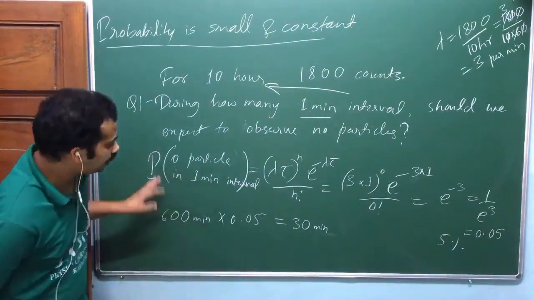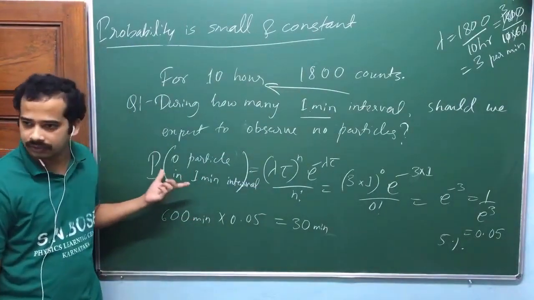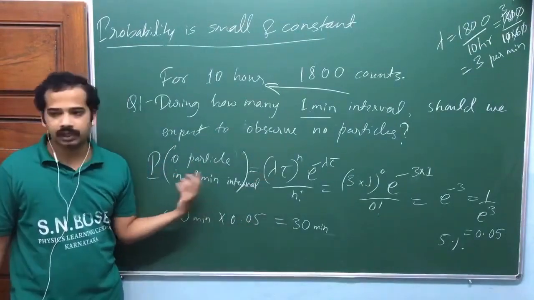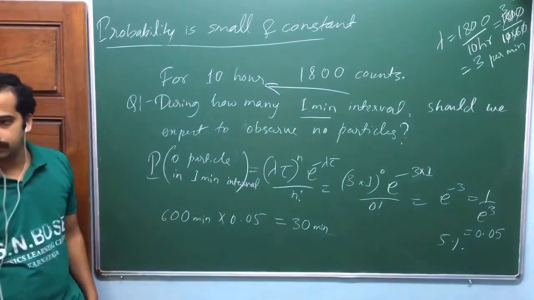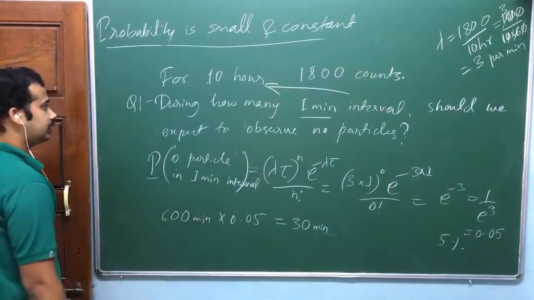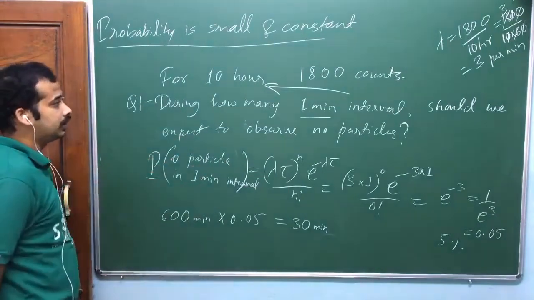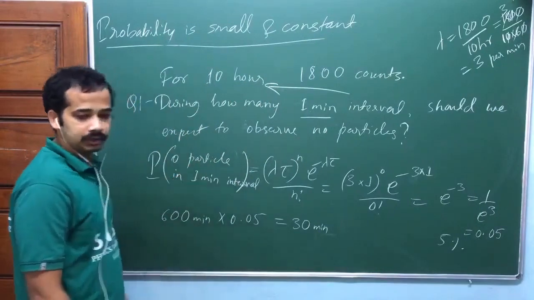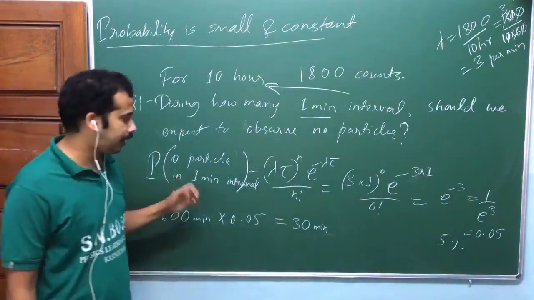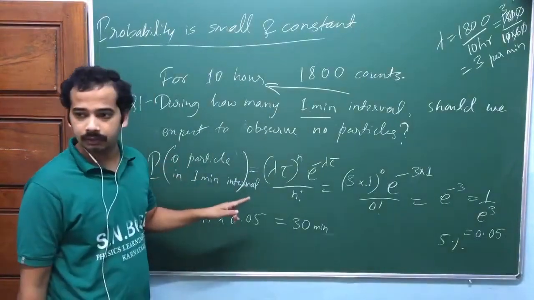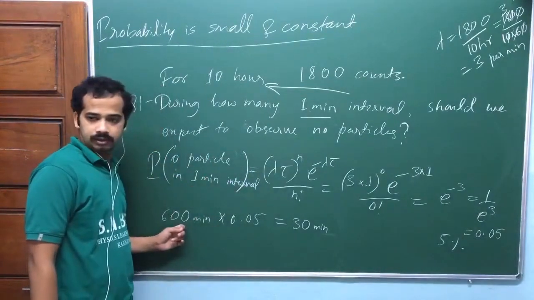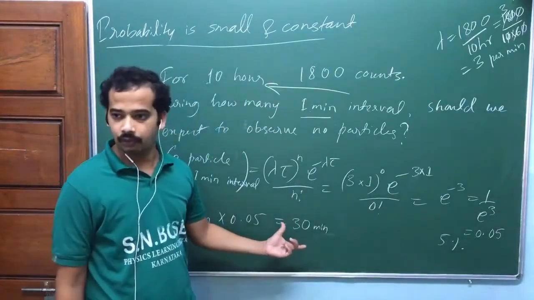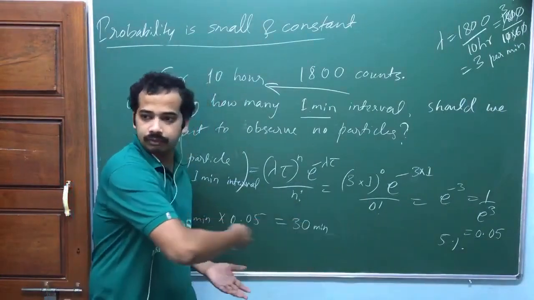Usually in an exam there are 2 to 3 questions where they ask this directly: what is the probability of getting this many events in some time interval? That is straightforward to calculate. But in this question, he asked in a quite different way: during how many 1 minute intervals in this 10 hours should we expect to observe no particle? That means you need to calculate the probability of no particle in a 1 minute interval, multiply it with the total time interval, and you will get the number of intervals.